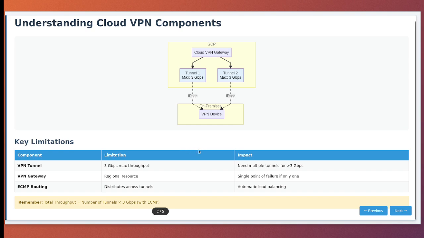For redundancy, you need to think about both gateway level and tunnel level failures. If a gateway fails, all its tunnels fail. If a tunnel fails but the gateway is healthy, other tunnels on that gateway continue working. This distinction is important for designing highly available solutions. Cloud VPN supports ECMP, or Equal Cost Multipath, routing, which means if you have multiple tunnels to the same destination, traffic is automatically load balanced across all healthy tunnels. This is how you achieve both higher throughput and redundancy.